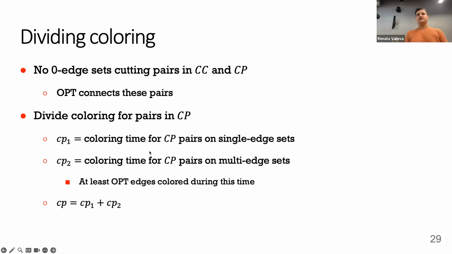And we divide the coloring time for the pairs in this set into 2 parts. The first is the coloring time we have for single edge sets that cut these pairs. And it's the dynamic coloring time for these pairs in combination with the single edge sets. And we also define that for the multi-edge sets. And why this is important for us is because when you have a multi-edge set coloring the graph, it colors at least 2 edges of the optimal at the same time. So that'll help us get better bounds. And we note that because of there being no 0-edge sets connecting these pairs, we have this equality.